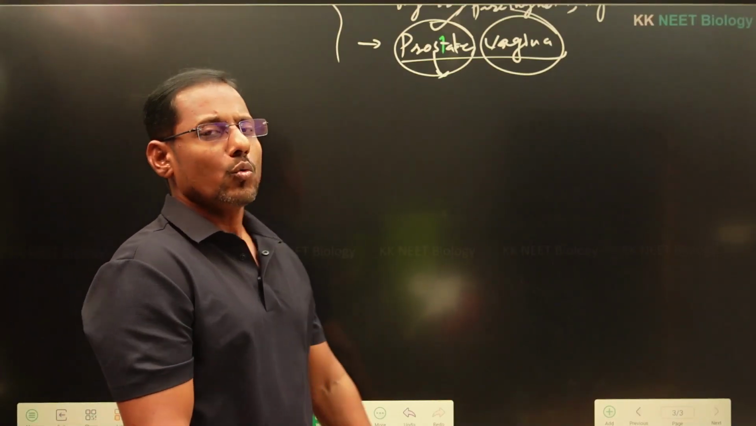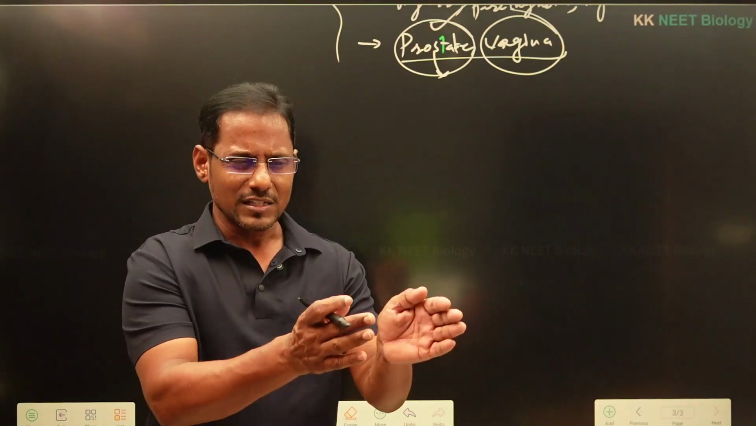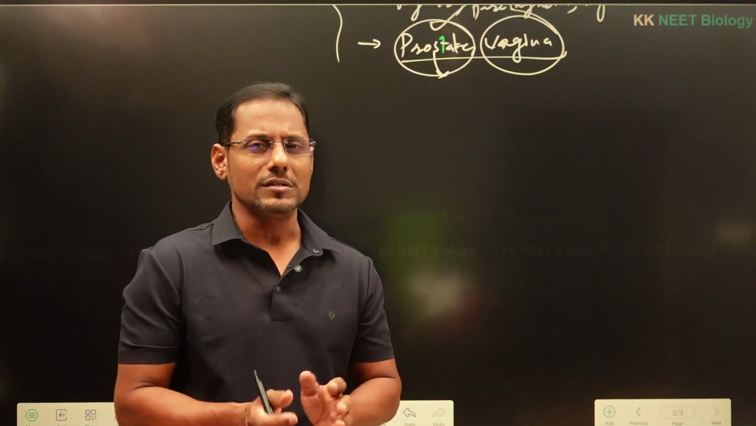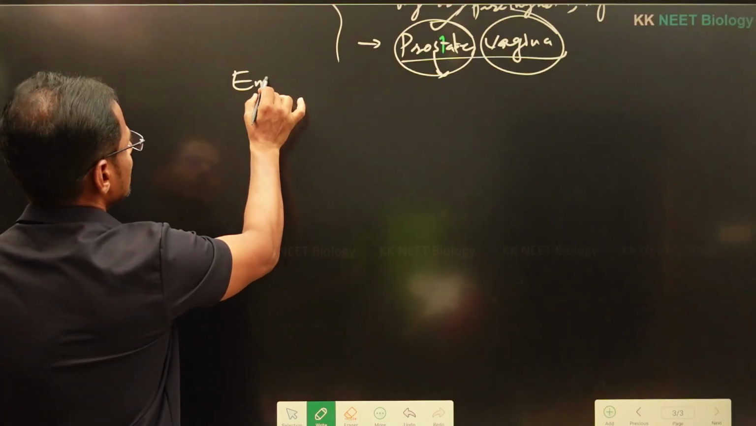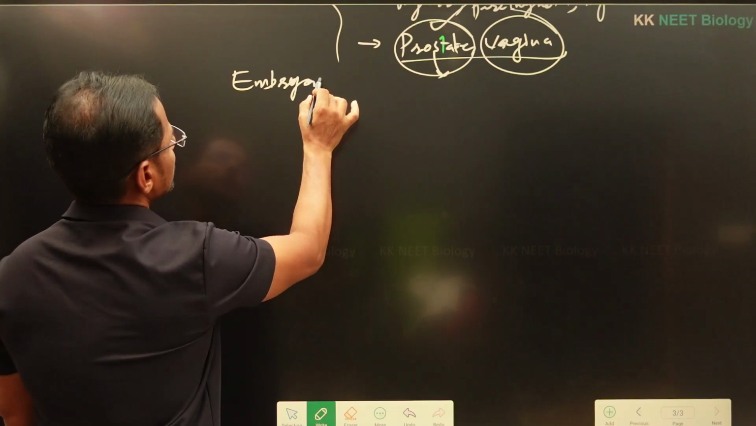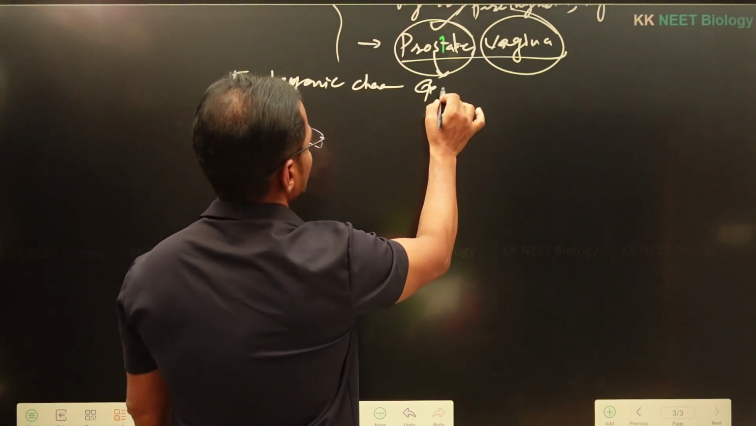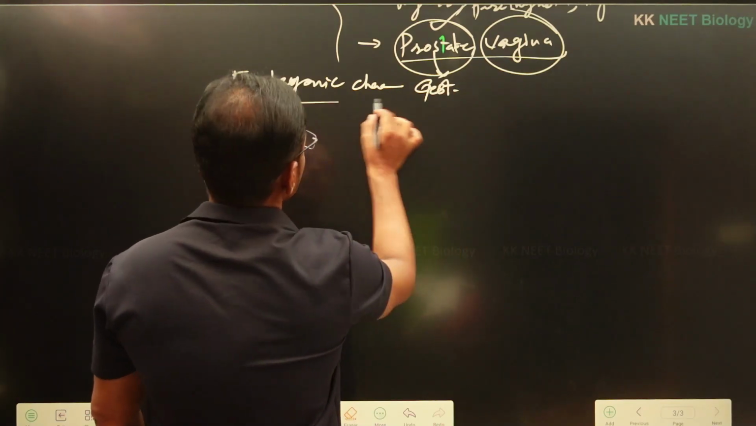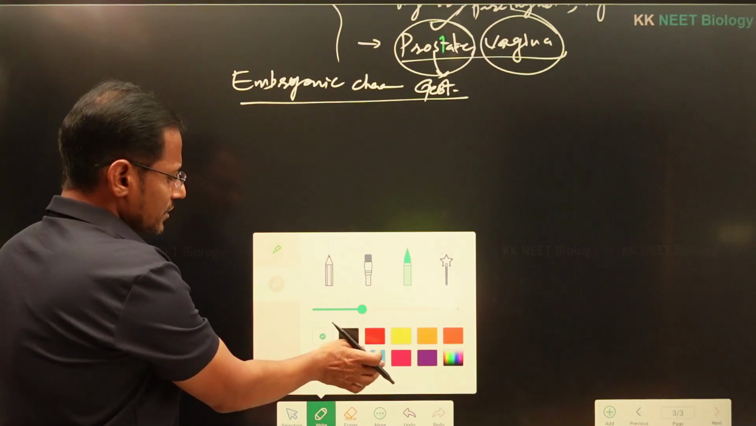And let us see what embryonic events generally take place, as the sequence of events may be asked in the NEET examination, right? Now the embryonic stages: the different embryonic changes during the gestation period. Let us see what the different kinds of embryonic changes are, one by one.